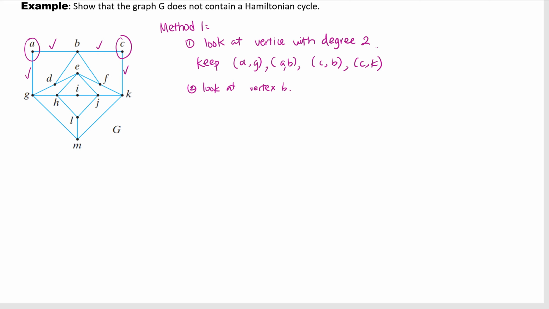Now we keep the vertex edges AB and BC, right? So we need to eliminate the rest. So we eliminate the edges BD and BF. Okay, so keep in mind every vertex has degree 2 in the Hamiltonian cycle.